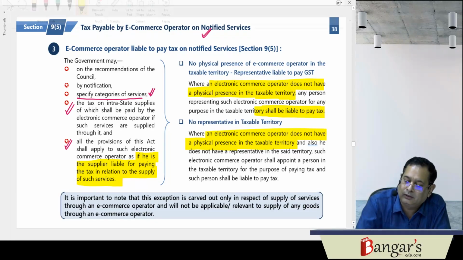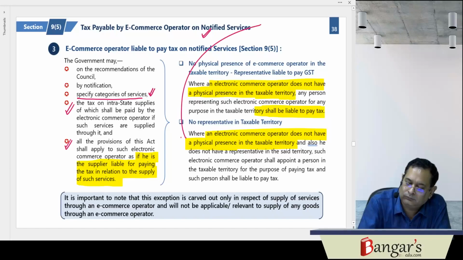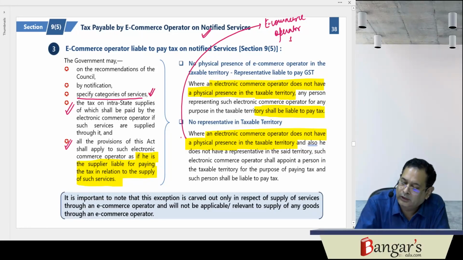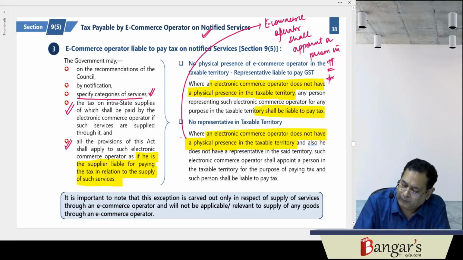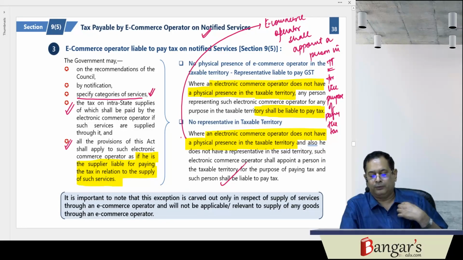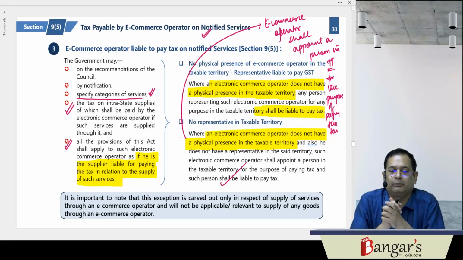Then what will happen? Here, the e-commerce operator shall appoint a person in the taxable territory for the purpose of paying the tax, and such person shall be liable to pay the tax. So he will be liable to pay the tax.